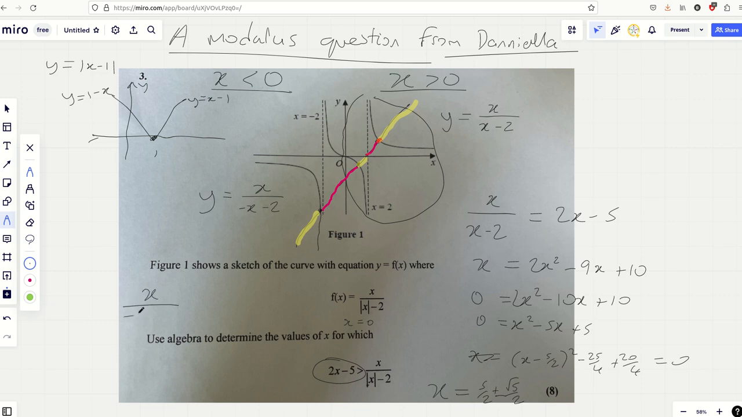Well, we've got x over minus x minus 2 equals 2x minus 5 this time. And so we're going to multiply that out, and we're going to have x equals minus 2x squared, and then we're going to have minus 4x plus 5x, so that's plus x. I'm just going to check that: minus 4x plus 5x plus x, yeah, and then plus 10. And so we end up with 0 equals, it's nice because the x's cancel here actually.